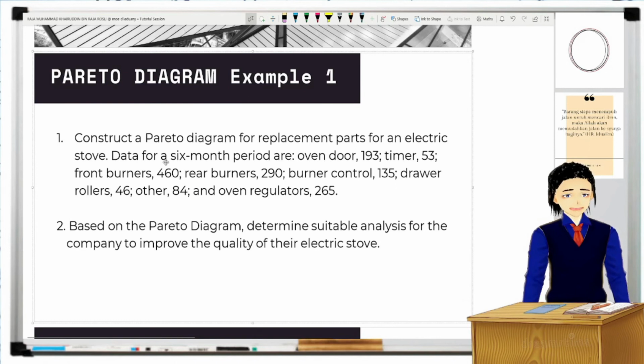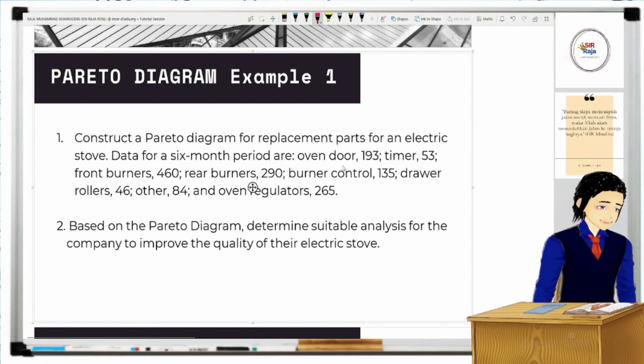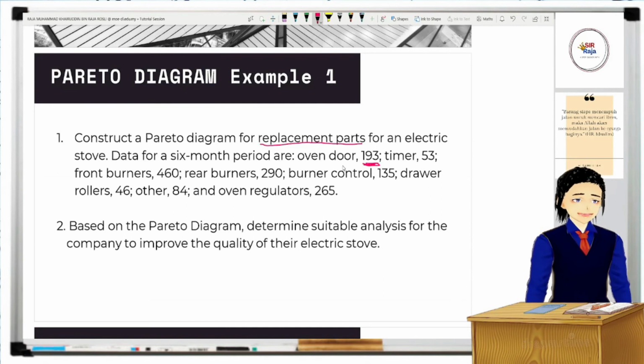So, the data is for a 6-month period. So, oven door problem 193. So, saya garis kat sini. 193 oven door problem. Replacement part. So, oven door ni dia punya pintu ada 193 kali pembaikian ataupun digantikan lah. Okay. Timer dia 53 kali, front burner 460, rear burner 190, burner control 100. Okay. So, you don't really have to worry about the detail, but you want to know the numbers here.